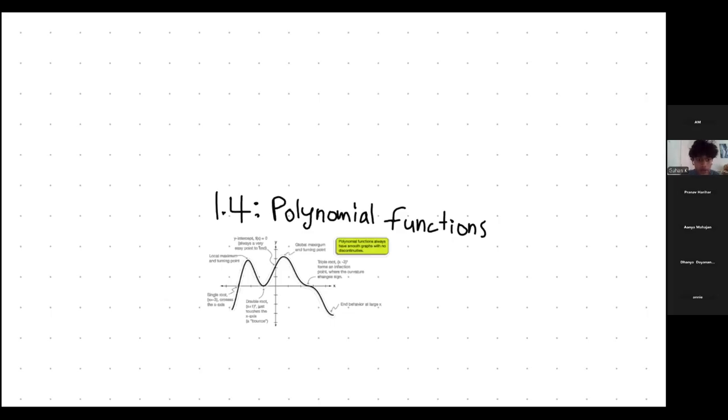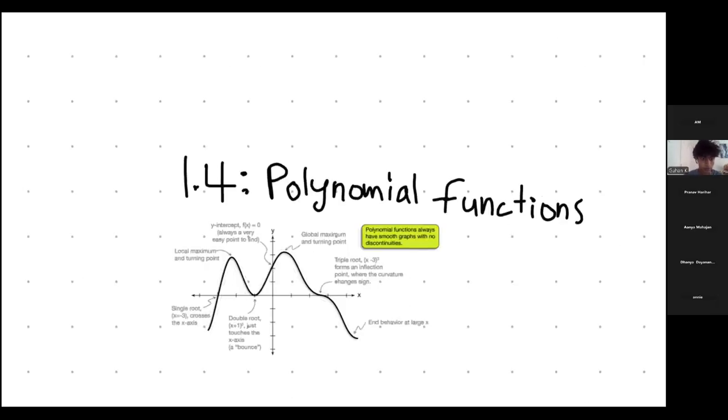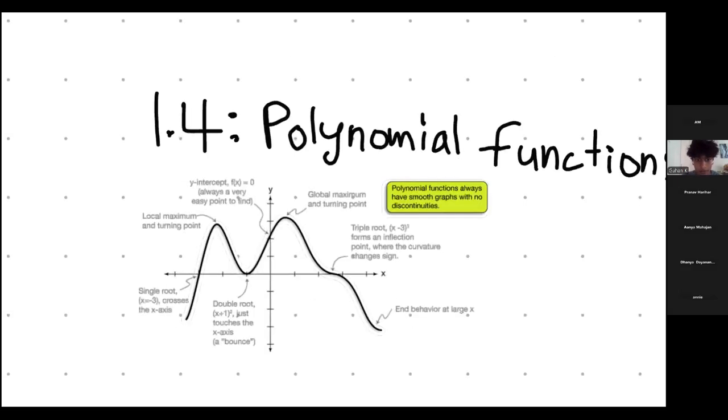All right, so the first thing we're going to look at is topic 1.4, polynomial functions. So let's look at this graph first. That's a starting point. So we're going to analyze all aspects of this graph. So first, roots. Okay, you see single root, double root, triple root. So roots are basically another way to say zeros, right?